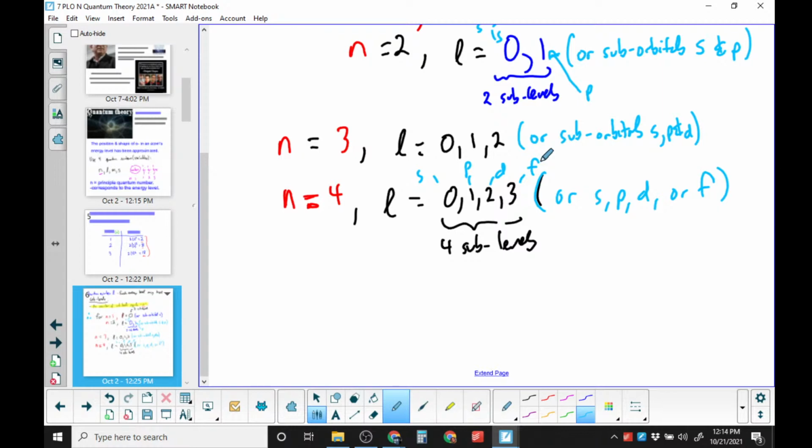Because if we went to n is equal to 5, I'm not continuing, because at n equal to 5, we're talking about elements that don't exist on our periodic table. We're into elements that fall apart. So once we get to the F orbitals, we have gone beyond the inner transition metals, and we are off the periodic table. So we only go this far because we only need to go that far.